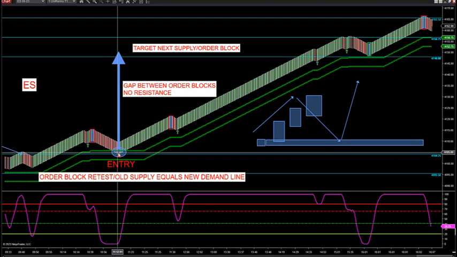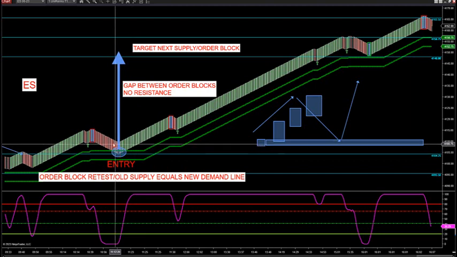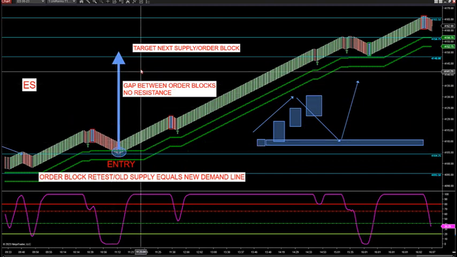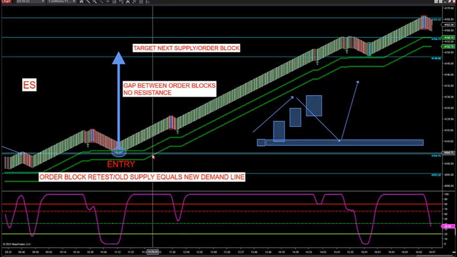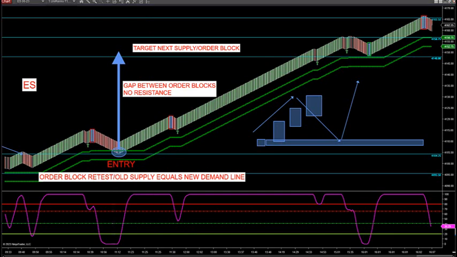Well, if you look at it, it went right to my zone. That was the entry of the order block, and then my target was the next order block. The supply order block was 41.48. So we have potential, and I've marked these down. I put them in the room. You can scroll back on the chat, and I put them in the room.